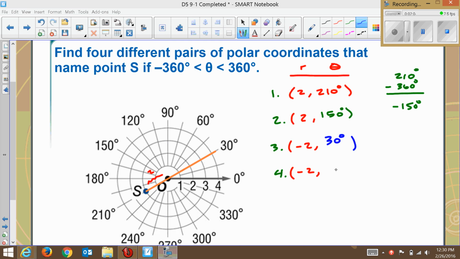And to find the last one here, I would do the same thing. I would say 30 minus 360, which is the same thing as negative 330 degrees. So for any one point, there are always 4 different ways of writing it. Let's have one for you to try.